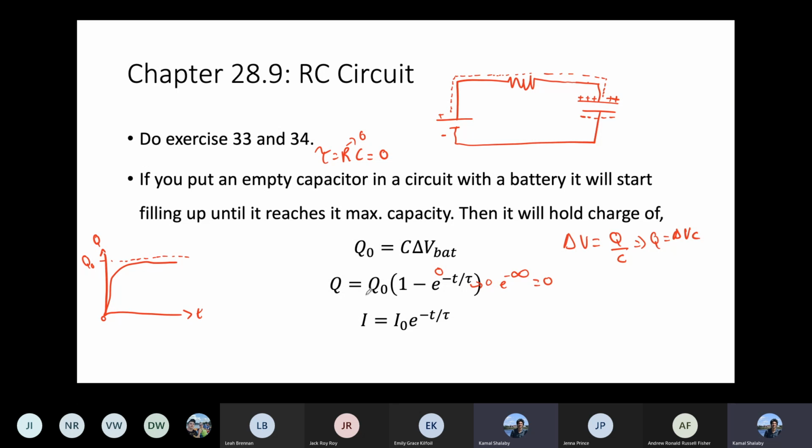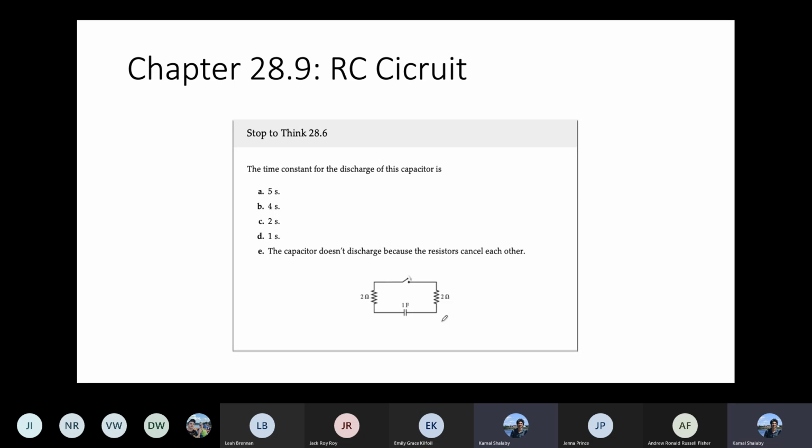The same thing is true for current. In the beginning it's really fast, but then over time it's going to decrease with this same factor. And the last thing is something to try to solve. We want to find the time constant for the charging of this capacitor. How do we find that? I think we already did something similar and even harder. What would the time constant be equal to?